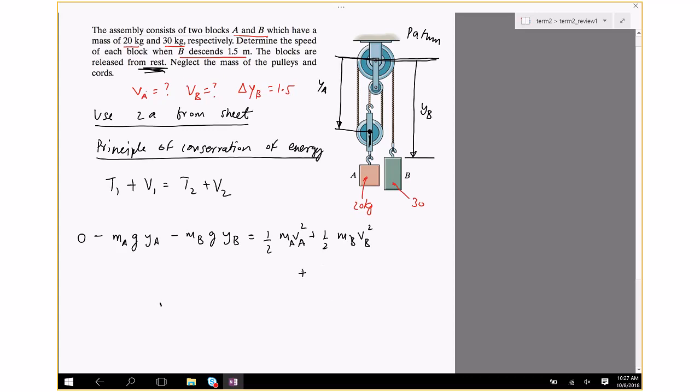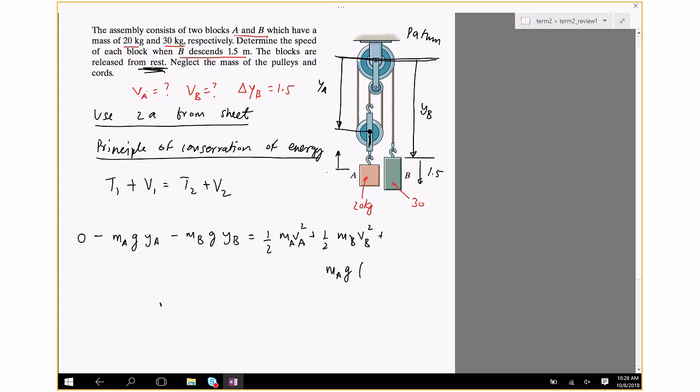So m_A g, so what's going to happen is B is going to descend down by 1.5 and A is going to go up. Is that right? Yeah, it's going to go up.